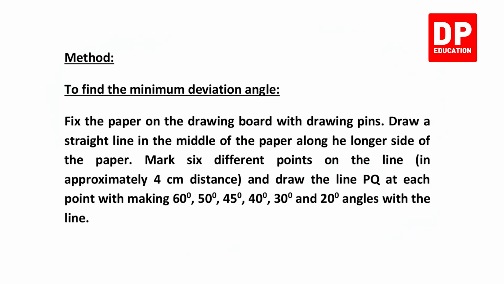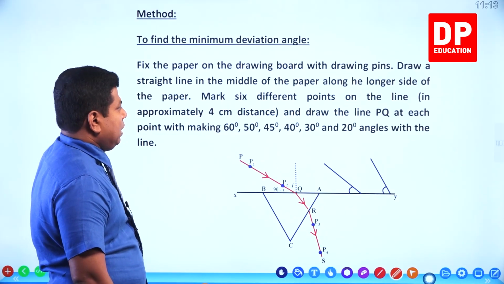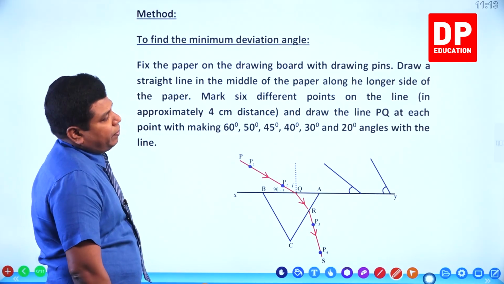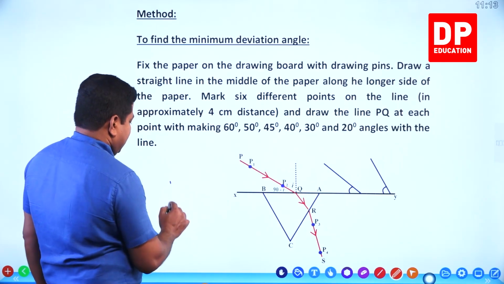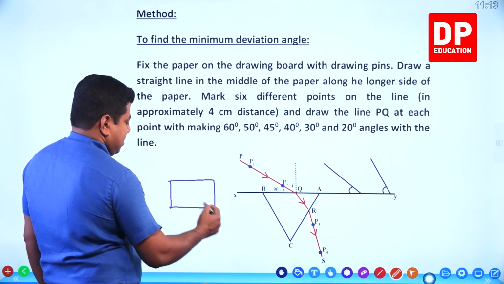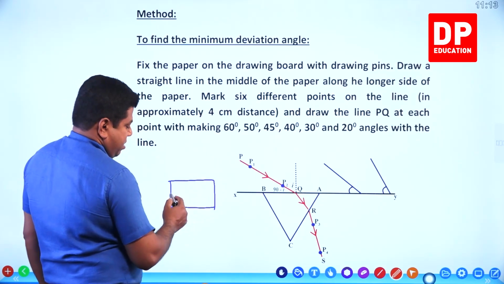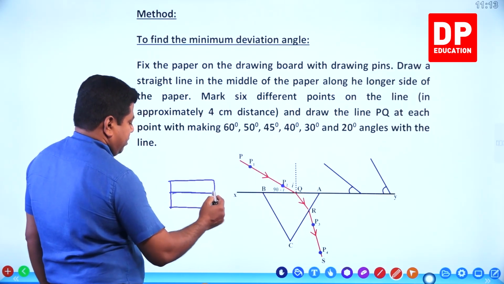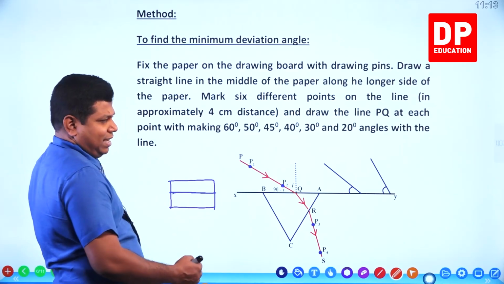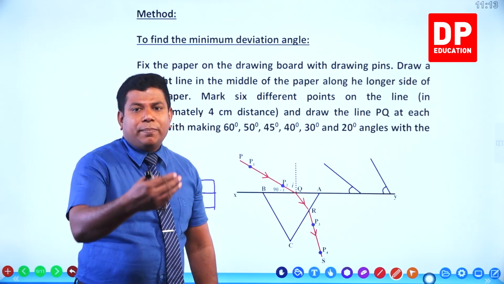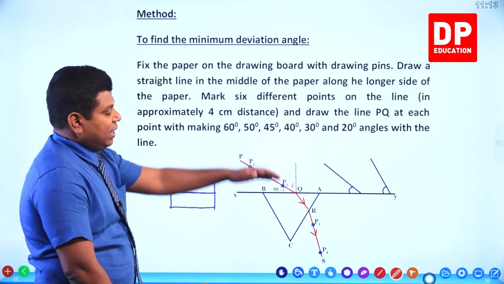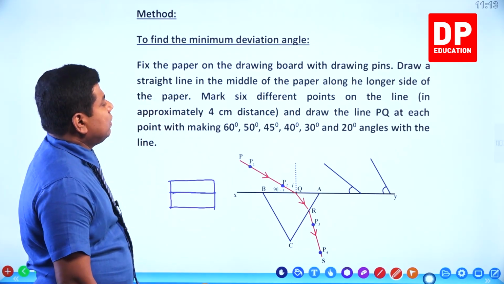Method to find the minimum deviation angle. Fix the paper on the drawing board with drawing pins. Draw a straight line in the middle of the paper along the longer side of the paper. That means if your paper is like this, this is the longer side, this is the length. In the middle, draw a line. Keep your meter ruler and draw a line. It does not have to be exactly in the middle, but drawing it in the middle, you will have enough space up and down to draw the rest of the lines and do the workings.